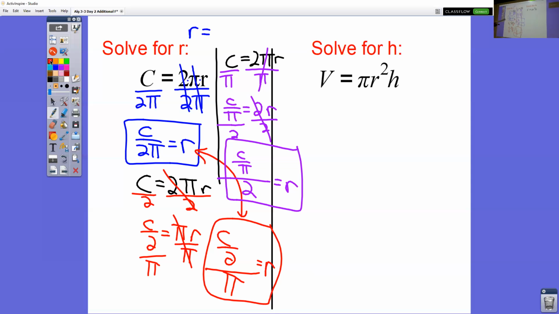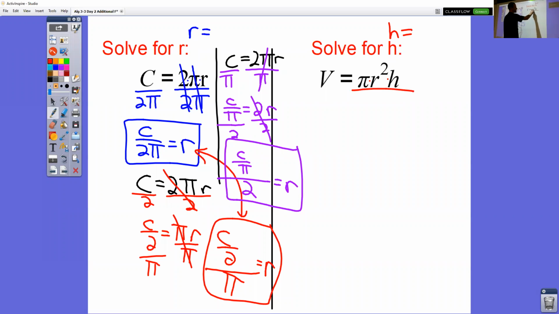Let's take a look at the next one because it happens to be like the same kind of thing. We're solving for the h. So we want to get that h all by itself. Again, when you're multiplying multiple things together, because we have pi times r squared times h, when we're solving for this all together, you can divide by everything except for the letter that you're solving for all at once.